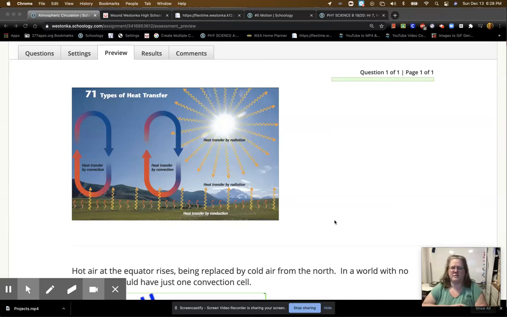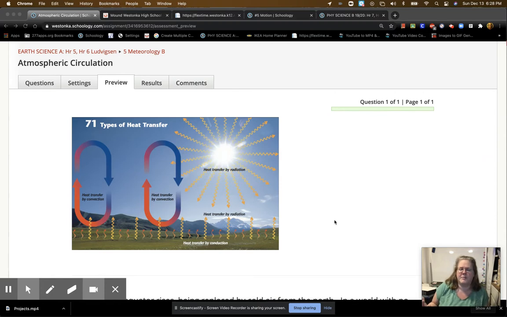Okay, it's going to be a little bit of a review, but we're really going to start looking at atmospheric circulations, and we started that with Coriolis effect. We started that with the global winds, but this is really getting into what is Coriolis effect and why those winds break where they do.